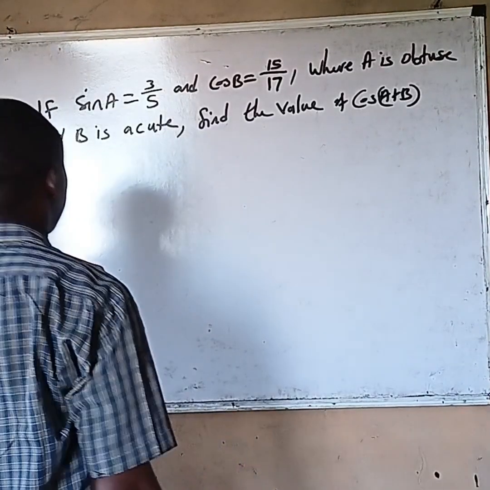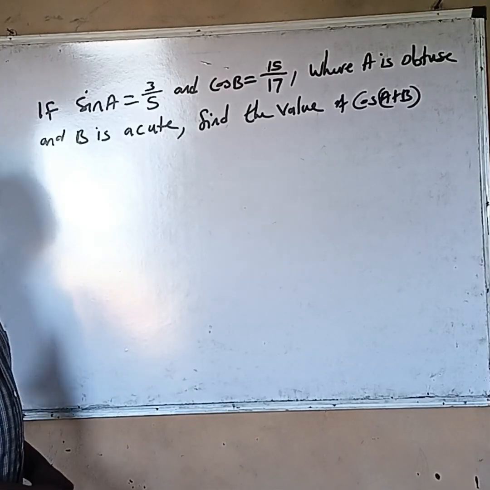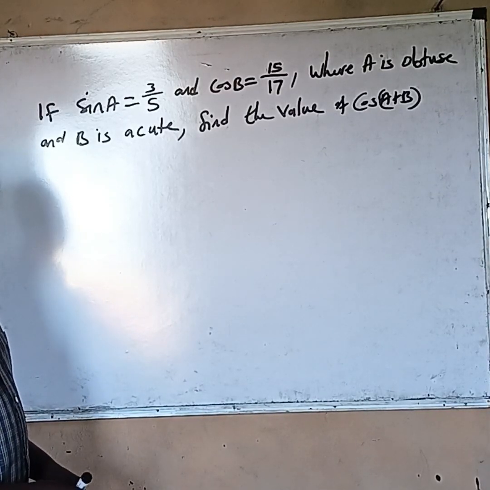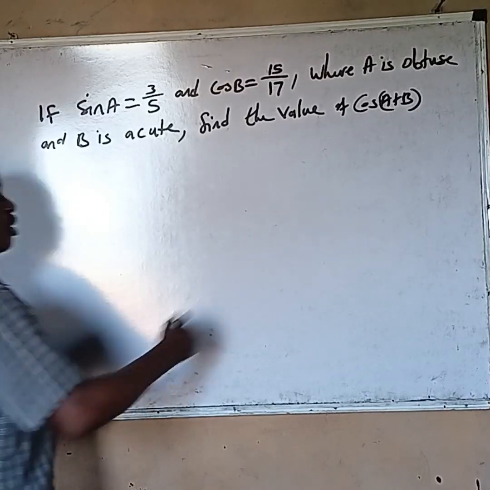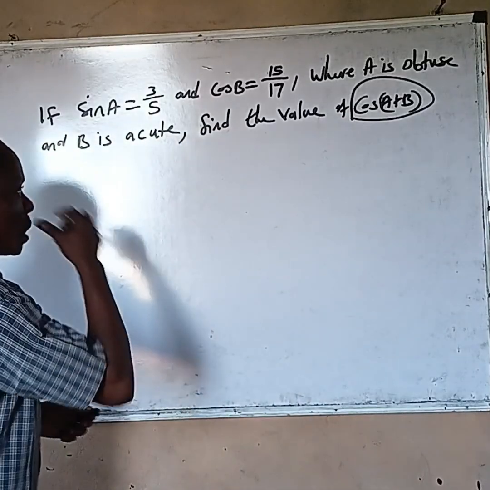All right. Number 6 question. If sine A is equal to 3 over 5 and cos B is equal to 15 over 17, where A is obtuse and B is acute, find the value of cos(A + B). Now, because of this, we have to understand what is known as a compound angle.